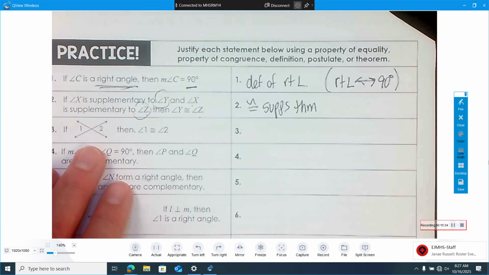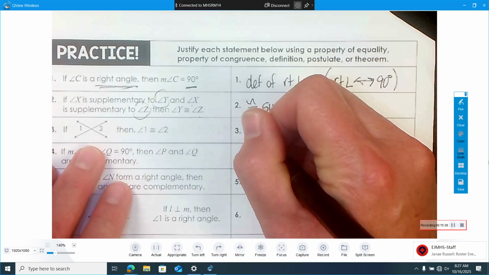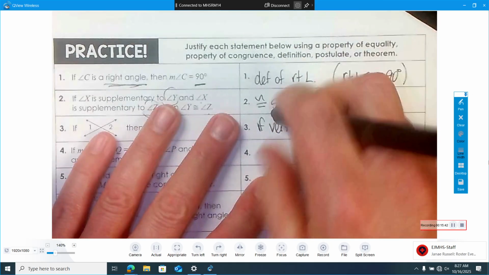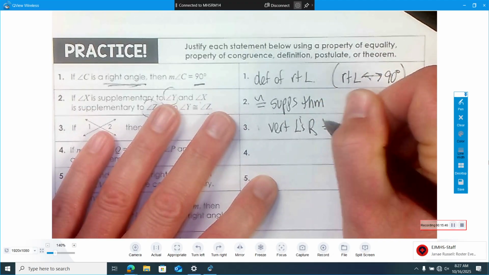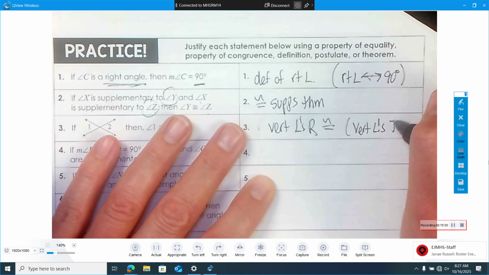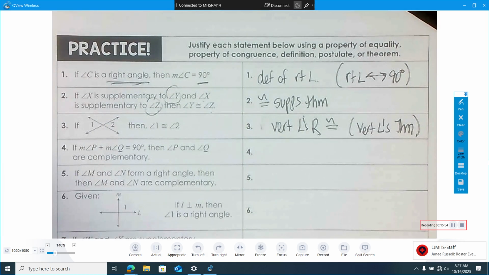What's that? Congruent. Yeah, vertical angles theorem. If vertical angles, then they are congruent. That's the vertical angles theorem. Vertical angles are congruent.